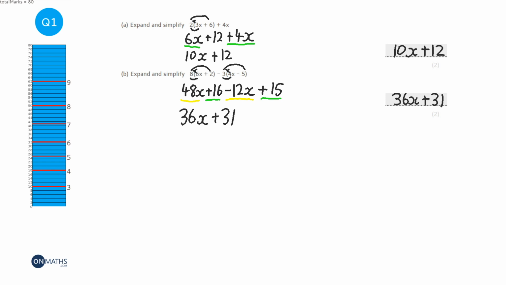Now the most common mistake is for that bit there, this bit here. Sometimes students will write down negative 15.